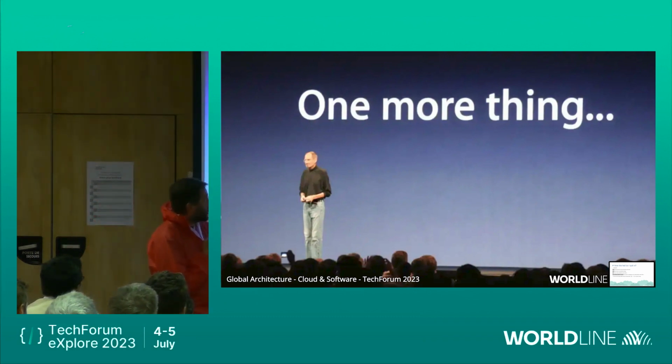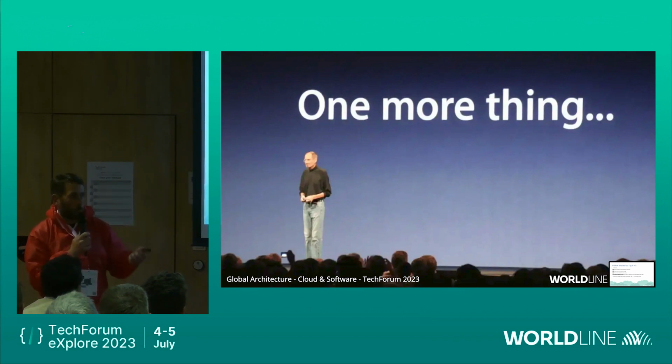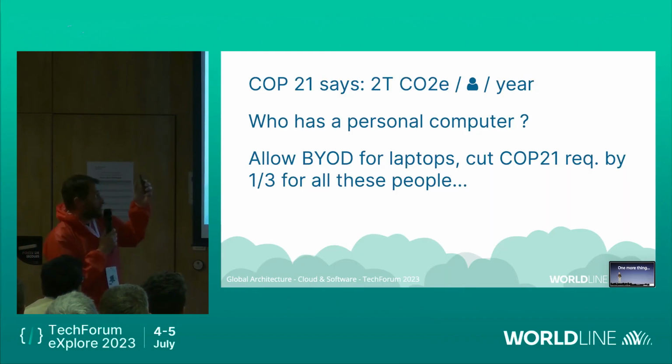More serious, this one. Remember COP21? That's the group who basically said that if we want to stay on track with climate change, we have to stay under 2 tons of CO2 equivalent per person and per year. Okay?